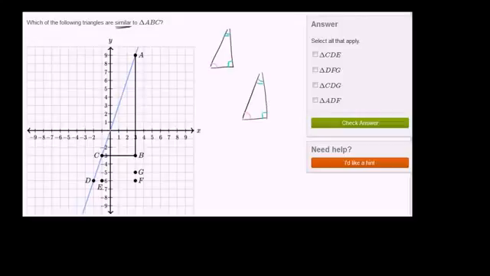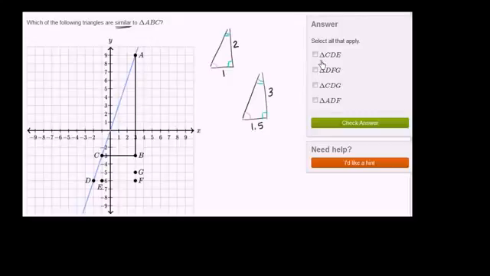So for example, if this side has length 2 and this side has length 1, you have a 2-to-1 ratio between the second longest side and the shortest side, then you're also going to have a 2-to-1 ratio here. So maybe this has length 3, then this one would be 1.5. 3 to 1.5 is the same thing as 2 to 1. Now, let's think about the triangles that they are proposing.